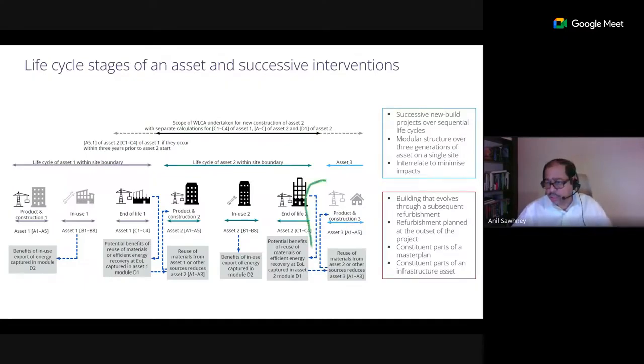Similarly, when you do the next transition, you will see how various emissions get accounted for. So the successive new build projects over sequential life cycles are to be treated like this. The modular structure over 3 generations of an asset within the same property line are explained here. You want to make sure that you are giving credits where they belong, and you're showing emissions where they belong in the right asset. So again, something to consider.